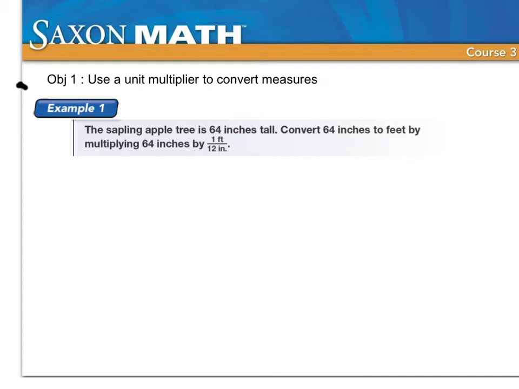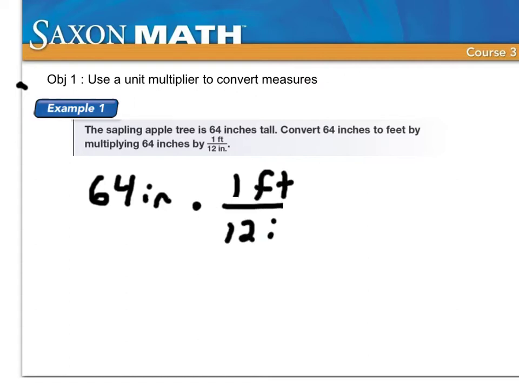So what we're going to do is take the height of the sapling tree, which is 64 inches, and multiply that by 1 foot over 12 inches. Because we're dealing with fractions, we're going to put this over 1. The reason we want inches on top over here and inches on bottom over here is because then they cancel each other out. When one's on top and one's on bottom, they cancel.